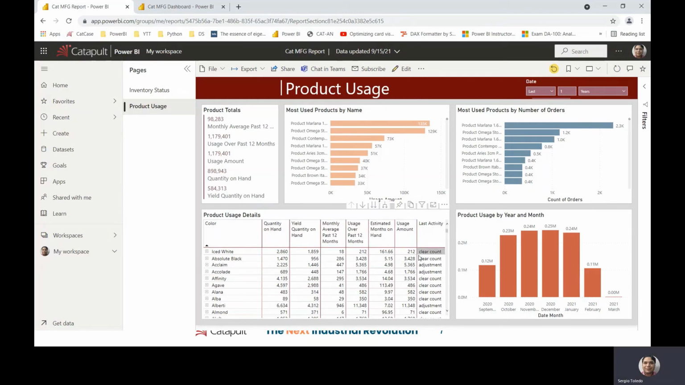And this table here is giving again the same details as the previous table: quantity on hand, yield quantity, monthly average usage, estimated months on hand. But it also has this last activity column. And this is just a comment column really. So these tables don't all have to be numeric values.